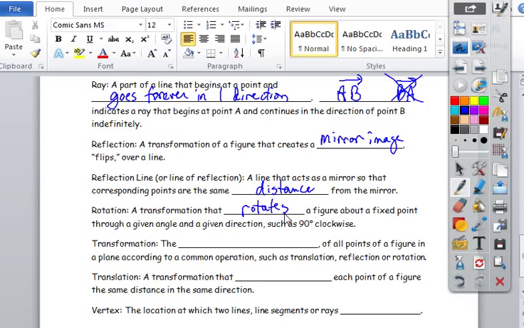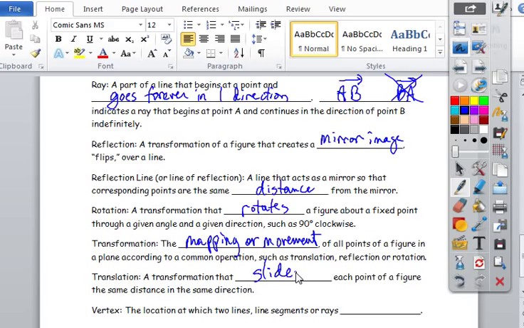Transformation is the mapping or movement of all points. What does a translation do? Okay, you can move it up, down, side to side. So what's it called? Sliding. Slide. We can move left, right, up or down. We slide that figure whichever direction we need to slide it.